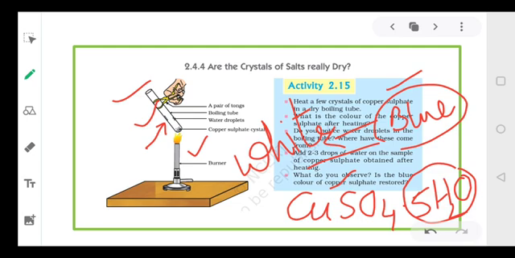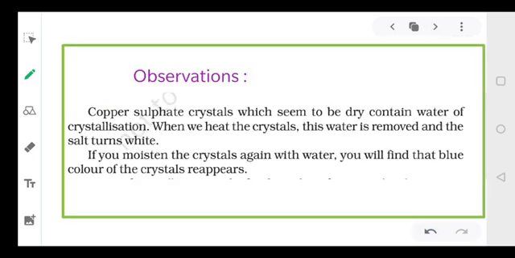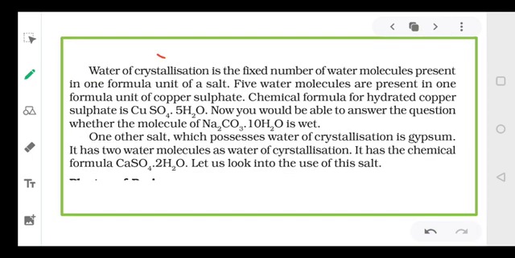Clear? Now this amount of water we have seen in two salts. Sodium carbonate also has 10 molecules of water. Copper sulfate also has 5 molecules of water. This water is called the water of crystallization. So what is water of crystallization? It is a fixed number of water molecules present in one formula unit of salt. Means it is the amount of water which is present in the salt when the salt is in the solid form. That is called the water of crystallization.